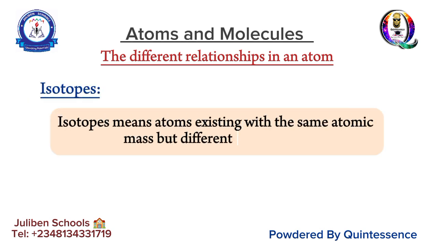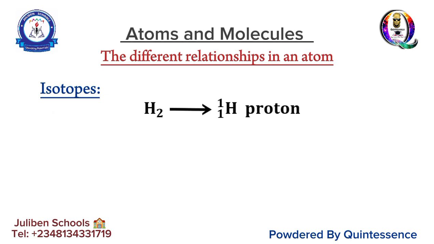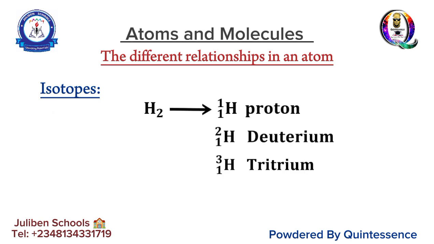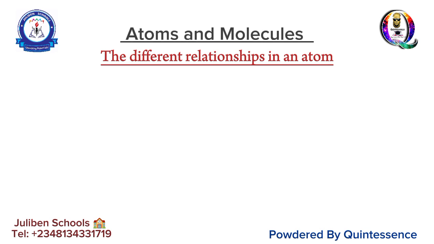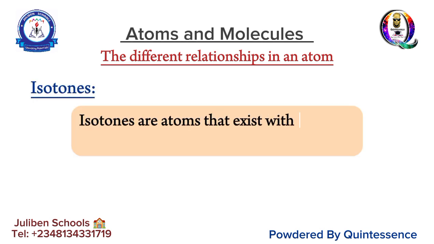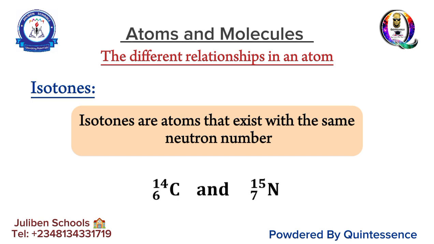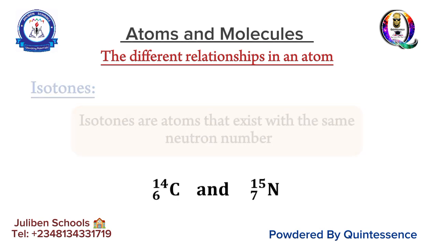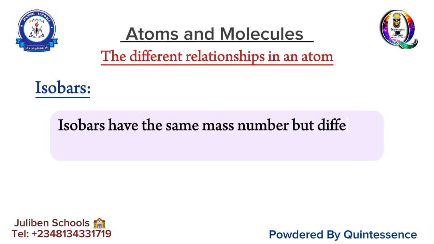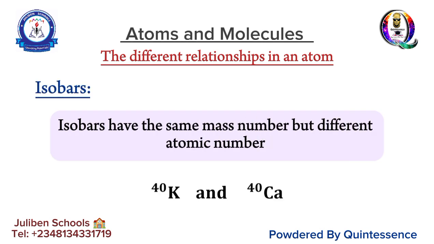That takes us to isotopy. Isotopes are atoms of the same atomic number but different mass numbers. For example, isotopes of hydrogen: protium, deuterium, tritium, as the case may be. The next thing we are going to talk about is isotones. Isotones are known to have the same neutron number. A typical example of isotones are carbon and nitrogen. Carbon-14 and nitrogen-15 are referred to as isotones. Then isobars have the same mass number but different atomic numbers. An example is potassium-40 and calcium-40.